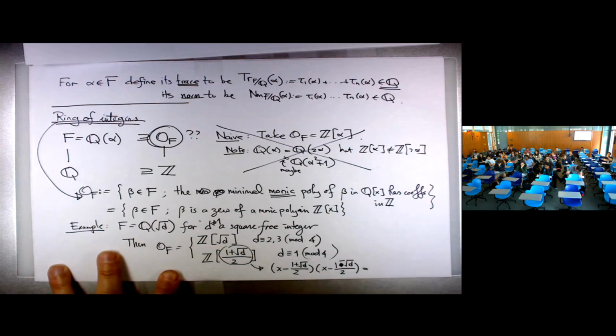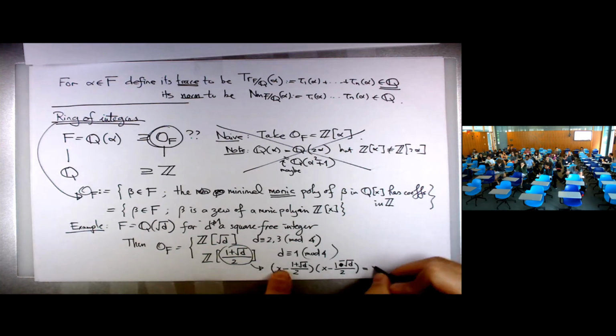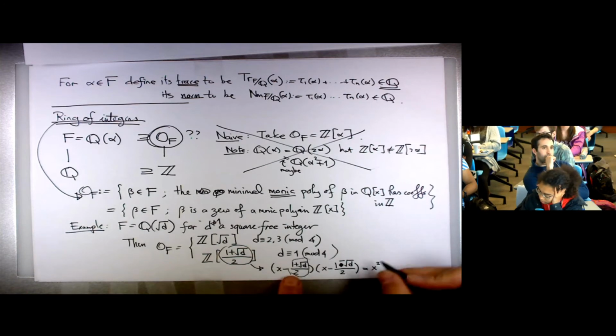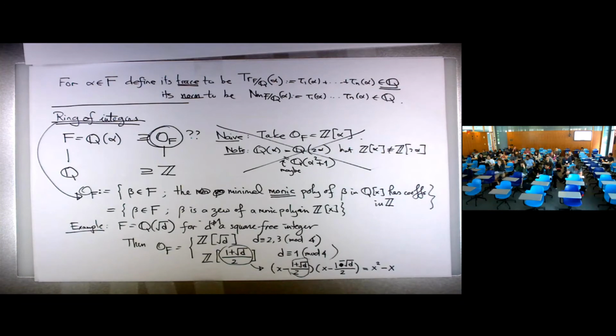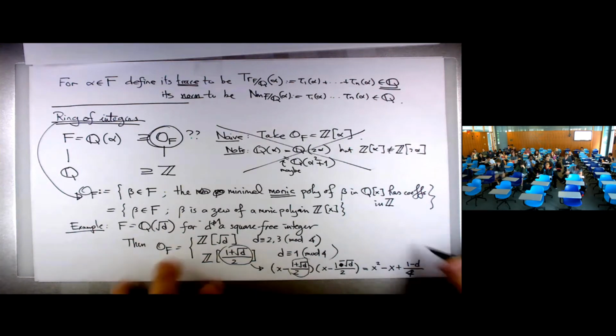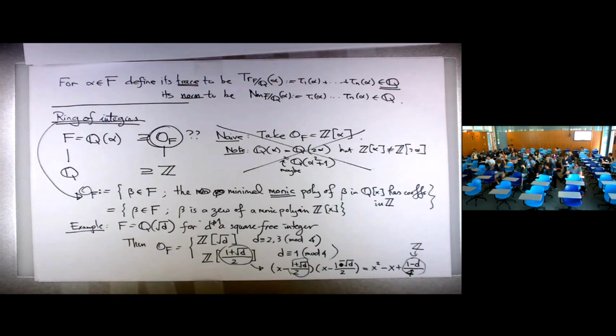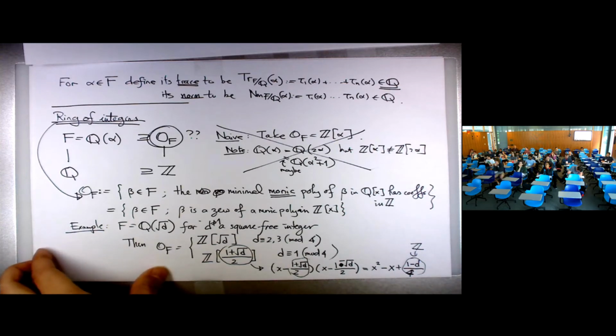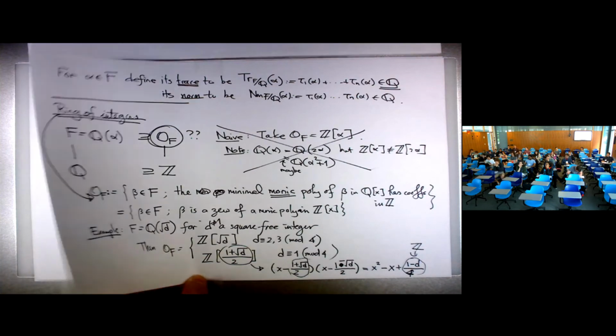Okay? Now let's multiply these two out. So what do I get? I get x squared. I'm just going to do a concise calculation. Then I'm going to sum 1 plus root of D over 2 and 1 minus root of D over 2. So I end up getting negative x for the next term. And the last term is going to be plus 1 minus D over 4, with 4 in the denominator and 1 minus D in the numerator. Now you see that if D is congruent to 1 mod 4, this last term is actually in Z. So therefore, although this 1 plus root of D over 2 doesn't look very integral, it is a zero of an integral coefficient polynomial. Okay? Good? So this is one of the examples.